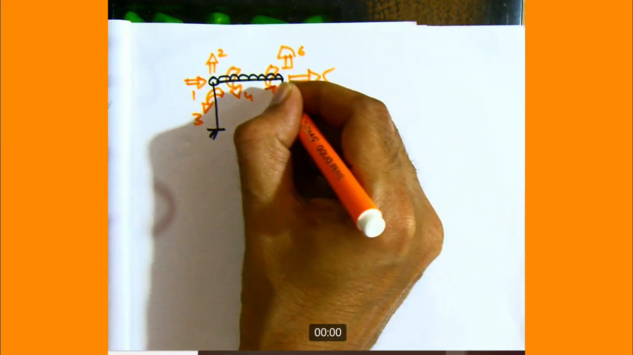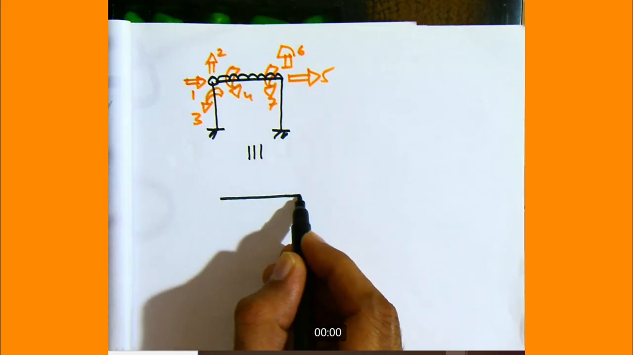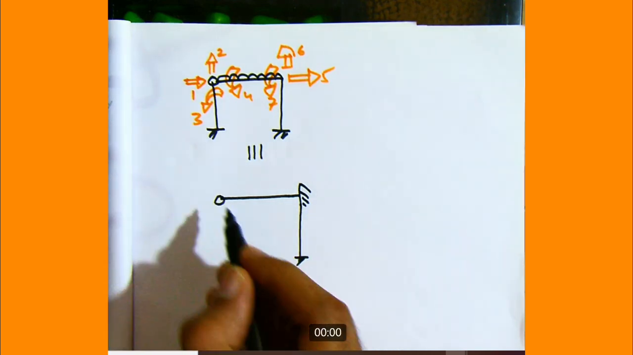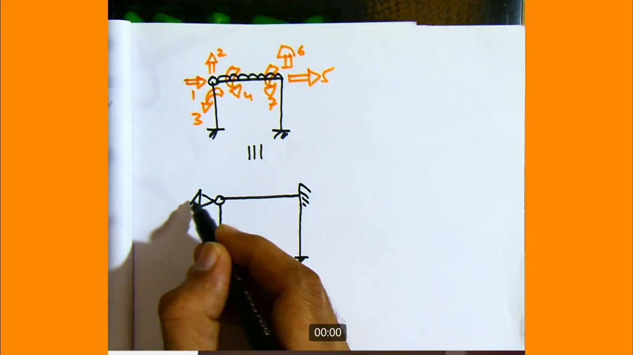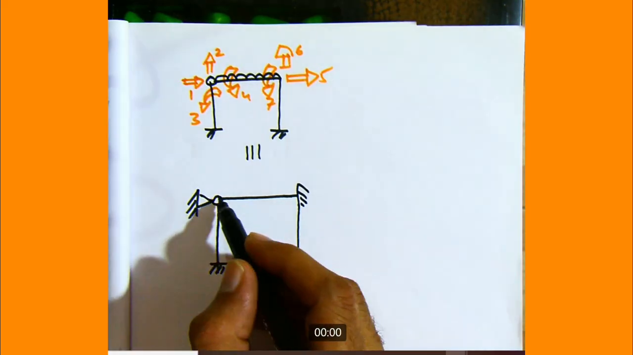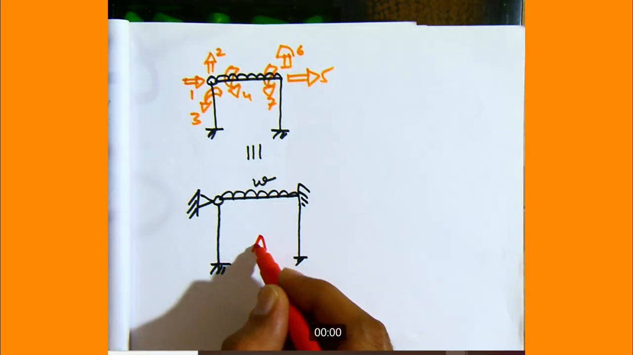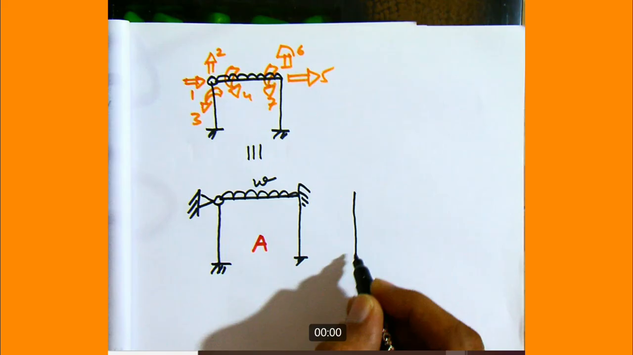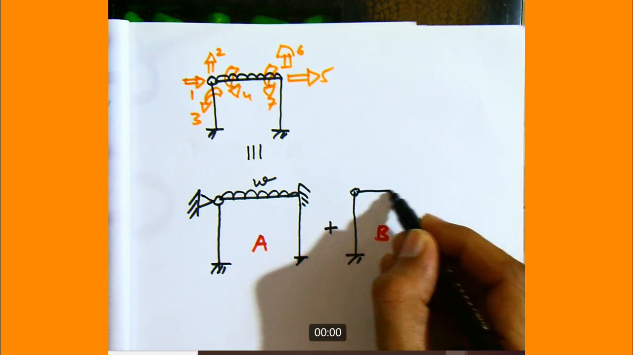Let's say someone says that I want to break it down in this fashion, that this is my A and B. So A I do like this, that I fix this end, but I keep this as hinge. I can do like this also, fixity. So I say that this is my structure A, and structure B would be the equivalent opposite of this on the real structure, plus this is my structure B.